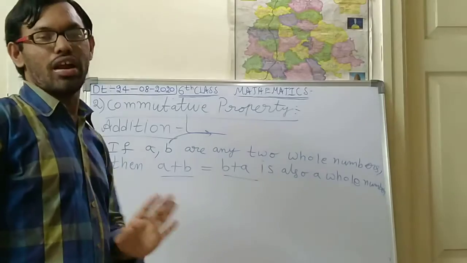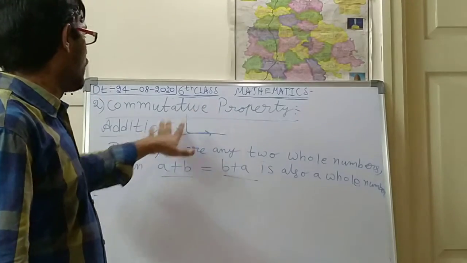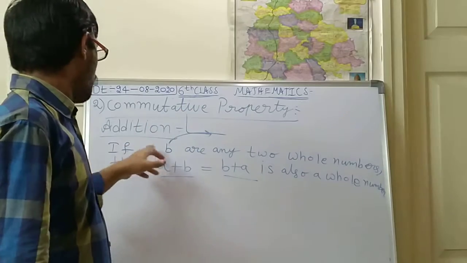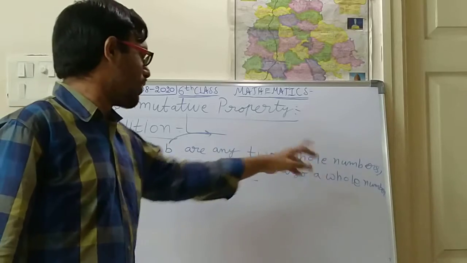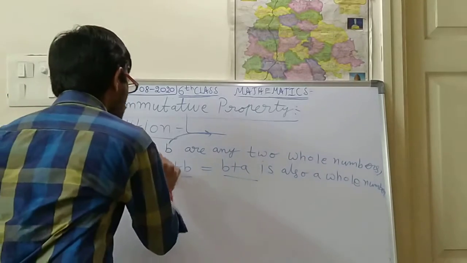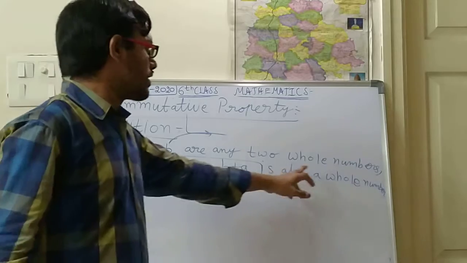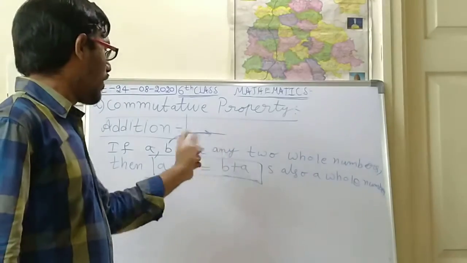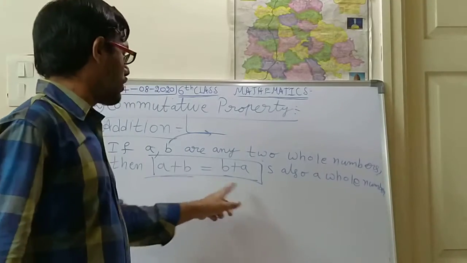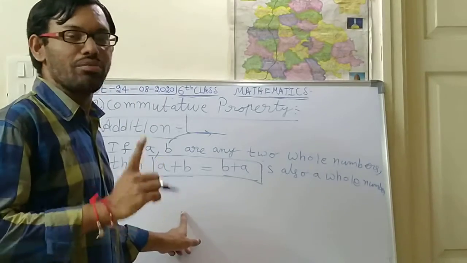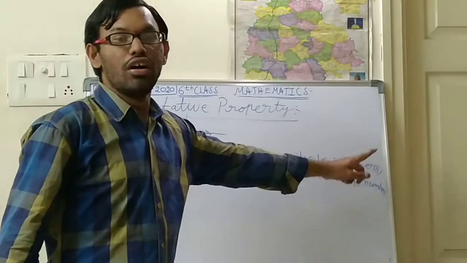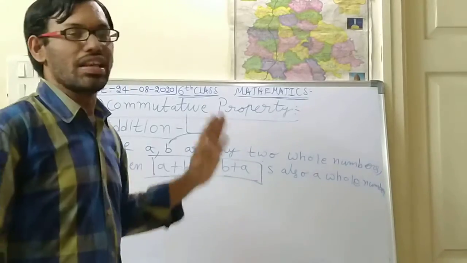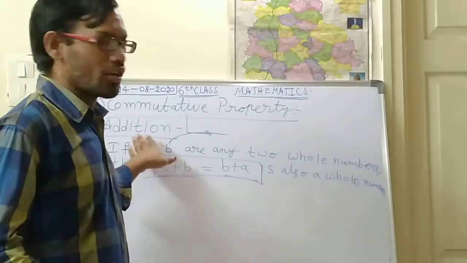I hope you have understood. So this is the statement of the commutative property of whole numbers under addition. If a, b are any two whole numbers, then a plus b is equal to b plus a, which is also a whole number. First of all, a plus b should equal b plus a. Then these two results should be the same, and the same result should be a whole number only. Then the property is satisfied. Now I hope you have understood addition.